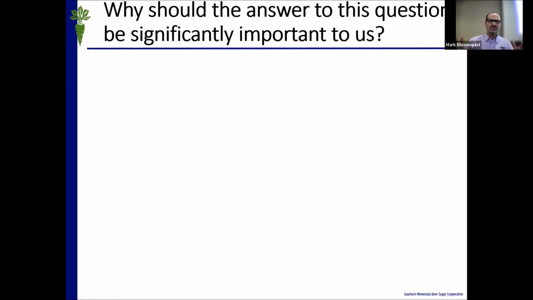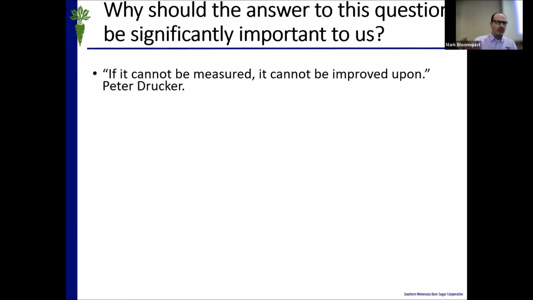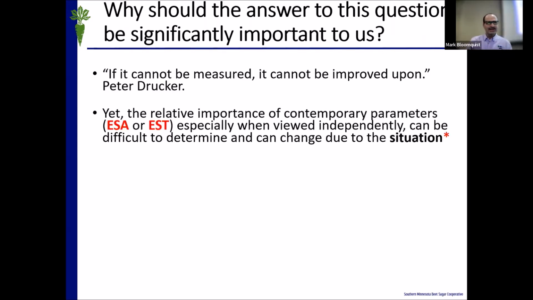And so why should the answer to that question be so significantly important to us? Well, I'd point out what Peter Drucker said, and that is, if it can't be measured, it can't be improved upon. So we need to make sure that we know what we're measuring, so that we can distinctly know where we sit, we can set our benchmarks, and we can improve upon it. Yet it seems to me that the relative importance of our contemporary parameters, be it ESA, EST, or whatever you may want to be utilizing, especially when they're viewed independently, can be difficult to determine and can change with the situation.